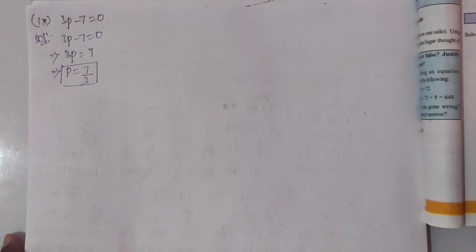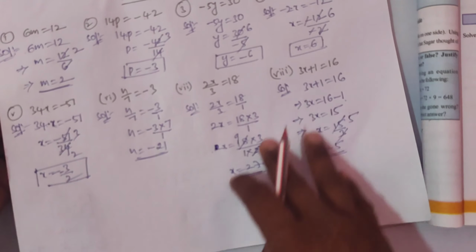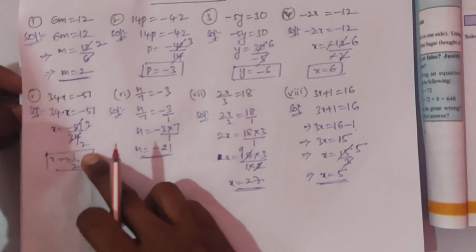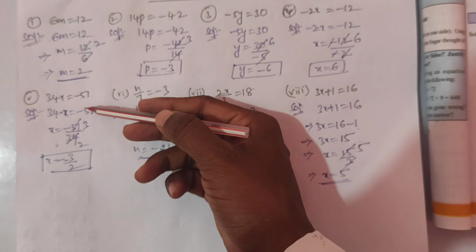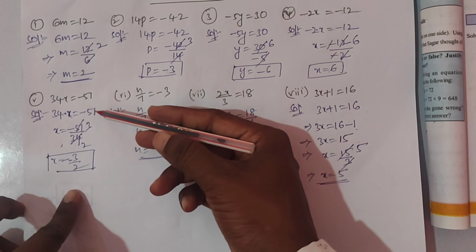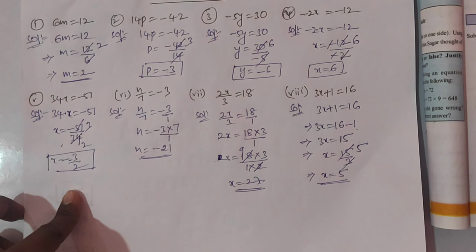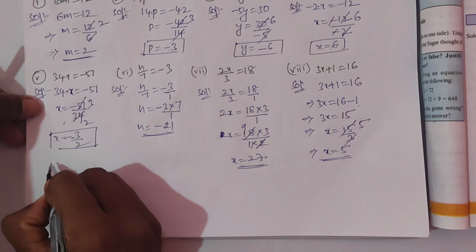If you have doubt about this fraction value, just simply replace the x value in the given question, and you will get the same answer. LHS and RHS are equal. If you want, I will show here.